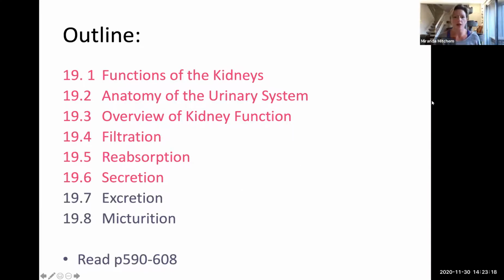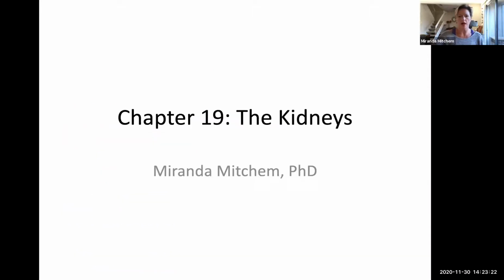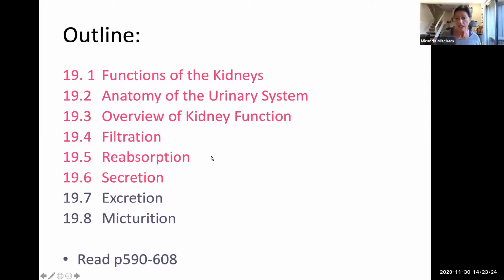All right, we are going to go through most of the chapter. We'll talk about what excretion is, but otherwise we'll focus on sections 19.1 through 19.6.